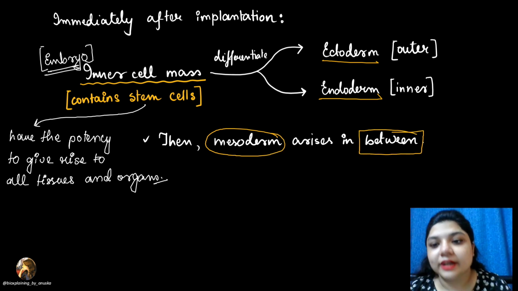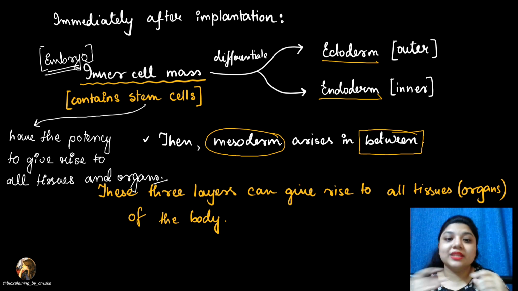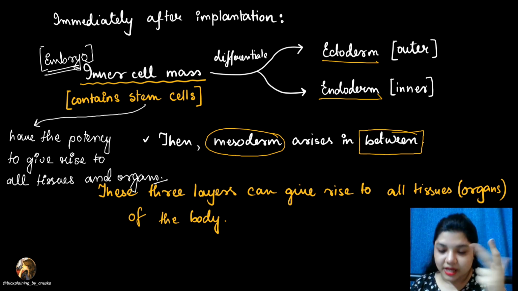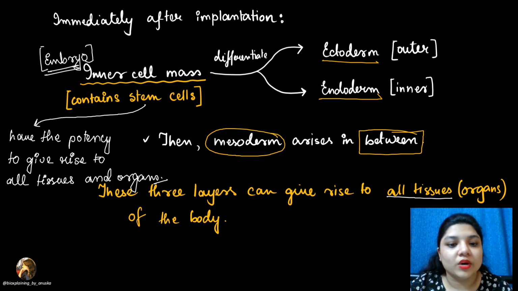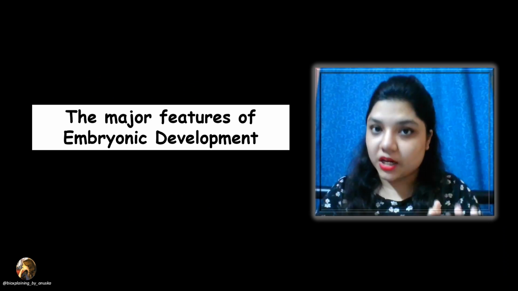In between the ectoderm and the endoderm, the mesoderm arises. So these three layers, that is your ectoderm, your endoderm, your mesoderm, all the three layers can give rise to all tissues and organs of the body. I guess this is understandable. Well, so we've understood till implantation, pregnancy part is done.